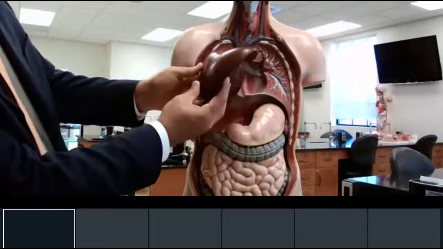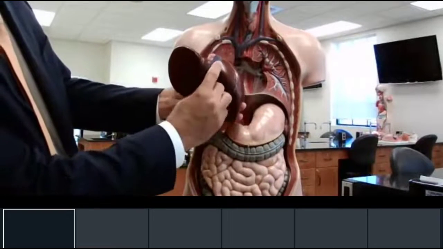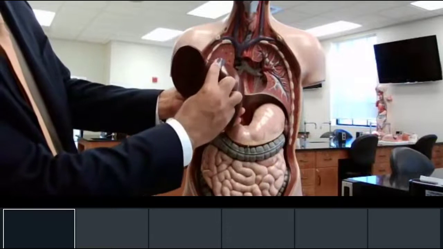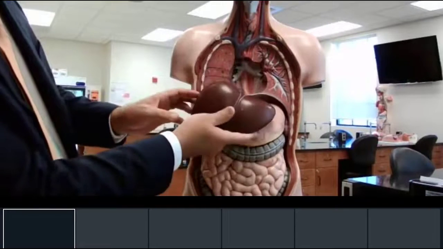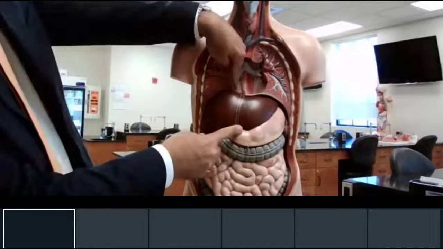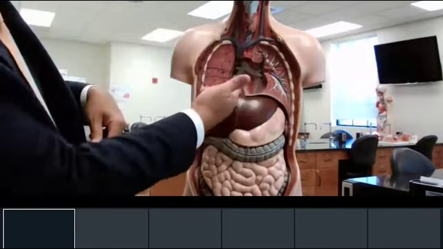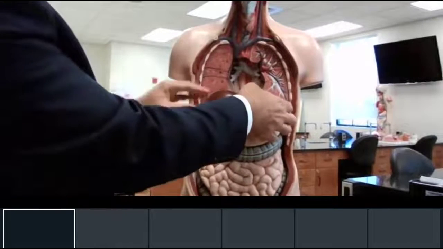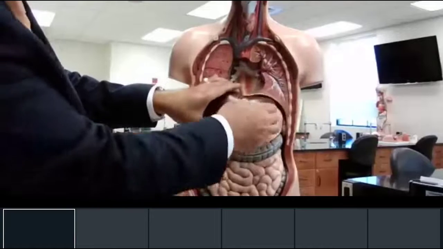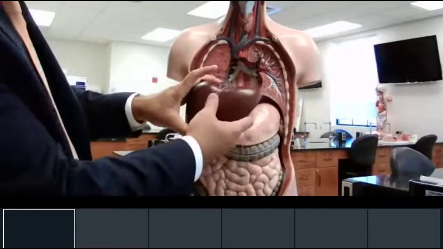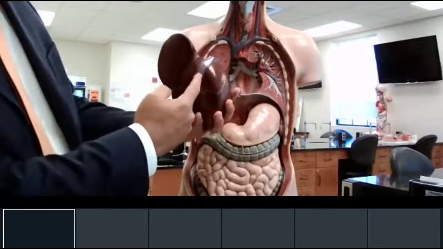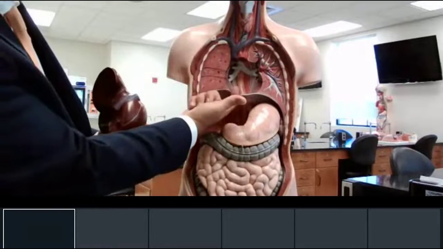Notice, if I just go like this, you can see a piece of the inferior vena cava going right through this opening in the diaphragm. I mentioned that the diaphragm is pierced by three structures. One of them is the inferior vena cava.